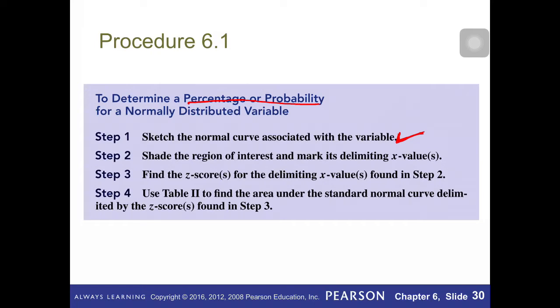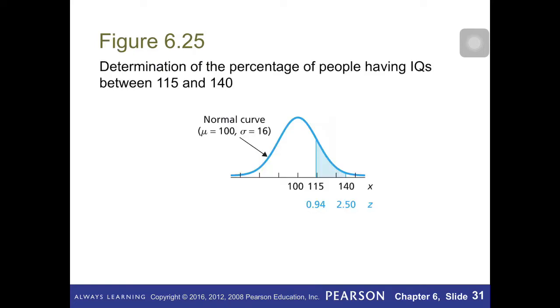Shade the region, that's the next important thing. Shade the region and mark its delimiters. Find the z-score for the delimiting x values. Use Table 2 to find the area under the standard normal curve. That's it, then you will have your answer. Okay, we will see that.